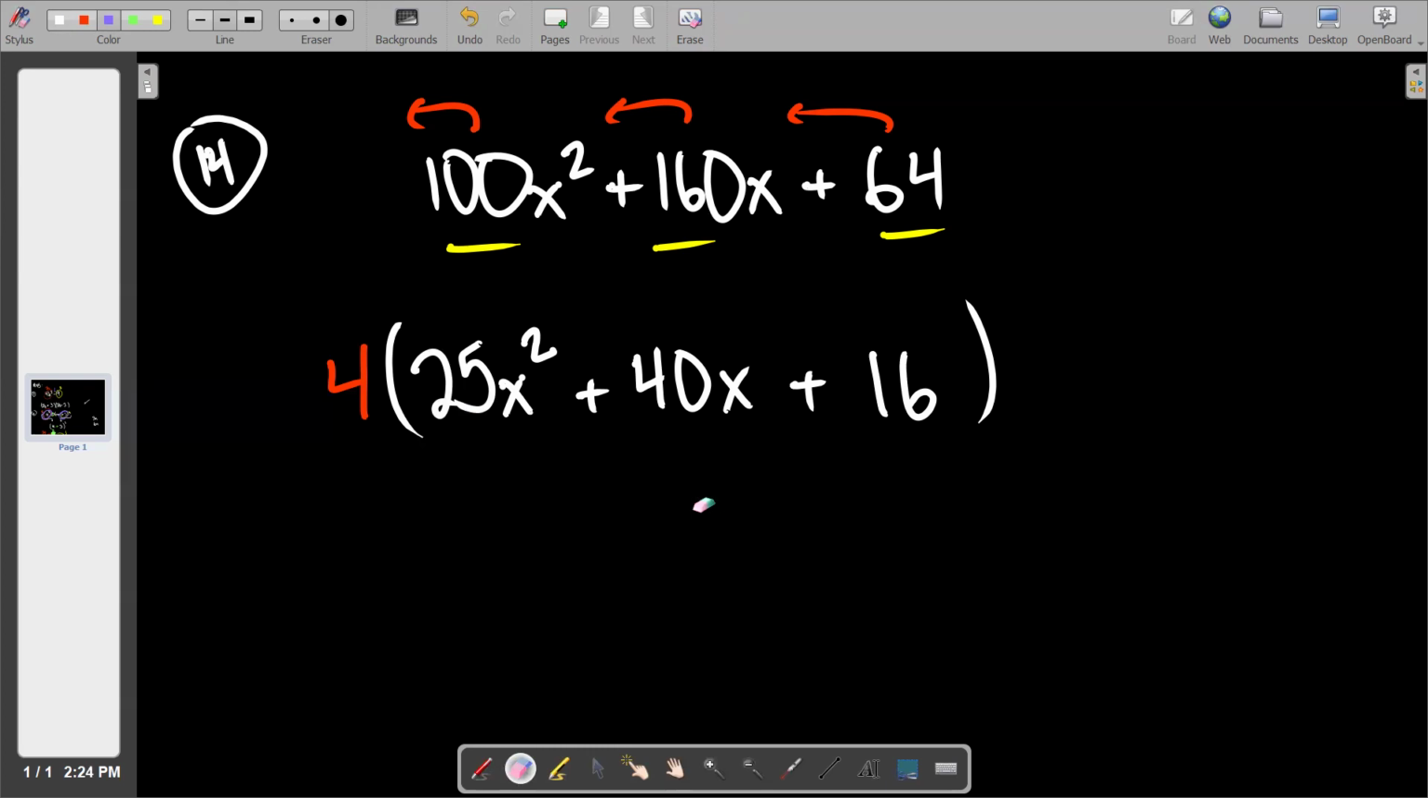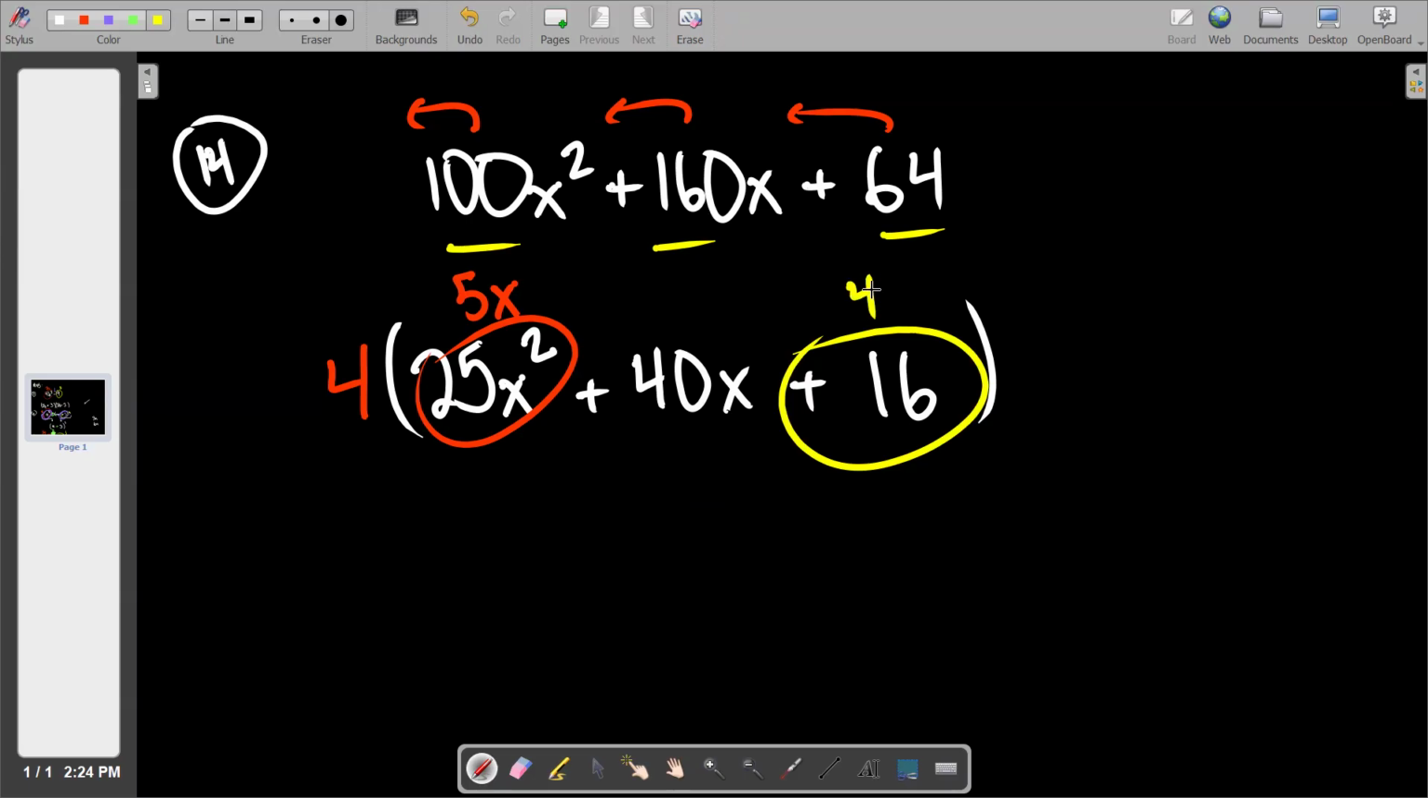Now, what's the next step? Run it through the test. Is that a square? What's its square root? Not 5, 5x. Is this a square? What's its square root? Next thing we do is what? We multiply the red and the yellow together because we're still in checking mode. I still want to know if I can do the shortcut cheat.